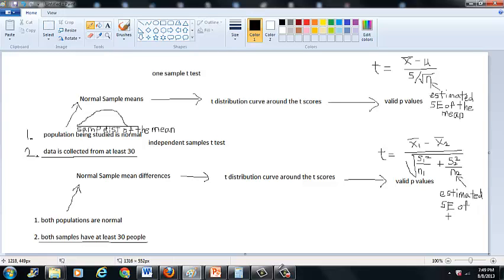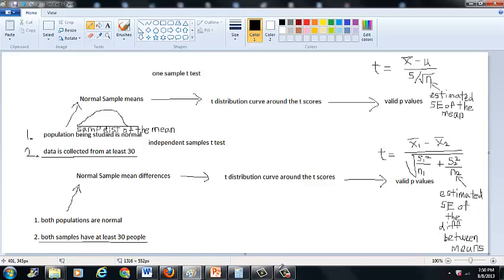The bottom of this formula is the estimated standard error of the difference between means. The entire bottom piece under this entire square root on the bottom of the fraction is the estimated standard error of the difference between means. And what is the meaning of this estimated standard error of the difference between means?